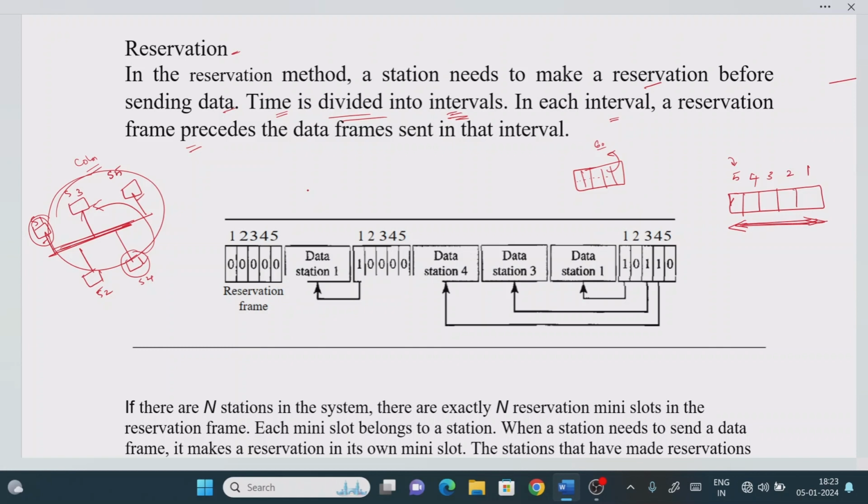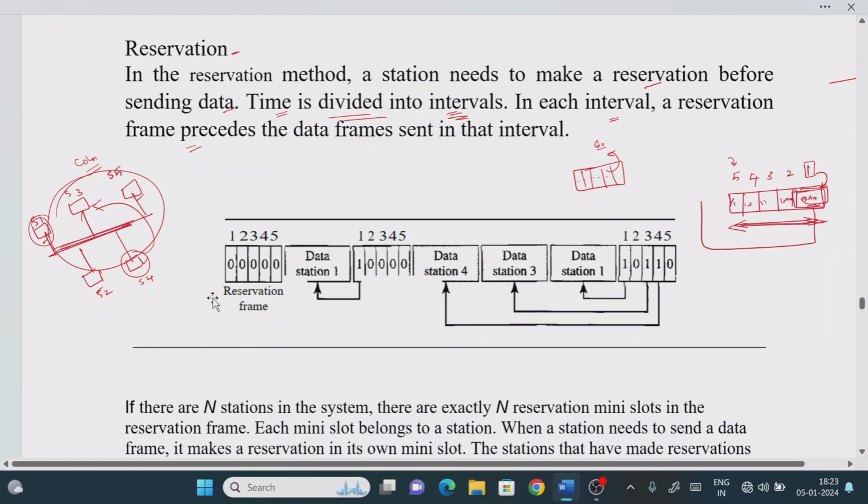Suppose, for example, station 1 has made a reservation in this particular period of the time period. It means that let it be 9 a.m., 10 a.m., 11 a.m., 12 p.m., 1 p.m., something like this. Now what is the meaning of this? I have a reservation as person 1. At what time do I have the reservation? I have made the reservation from 9 a.m. to 9:59 a.m. So if I want to send the data, I have the reservation, so I can send the data. That is the simple meaning of this, right?